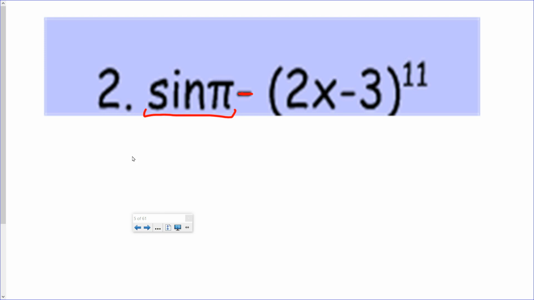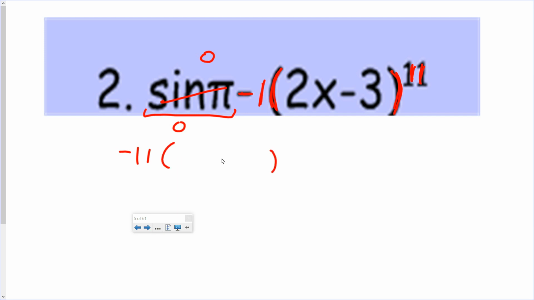Okay, actually sine pi is equal to 0. You agree with that? But then the derivative of 0 is also 0, so nothing really happens there. If I take the derivative of the right side, do you see the chain rule happening here? Okay, and this is actually a 1 in front of here. So if I did the chain rule, it'd be negative 1 times 11, which is negative 11.